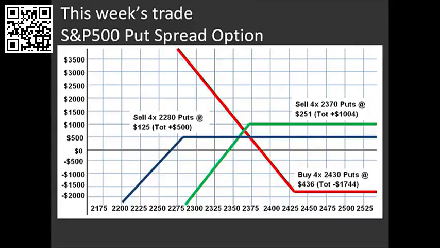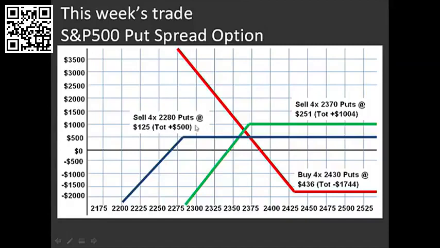And do keep in mind, even if it does go there, I've already got the long put structure, which is the red line, which is already working for me by that stage, and I'm making money on that. So I've sold short another 4 contracts of the 2280 puts. There I've received a premium of $125 for each of those. So there I get a total premium income of $500.